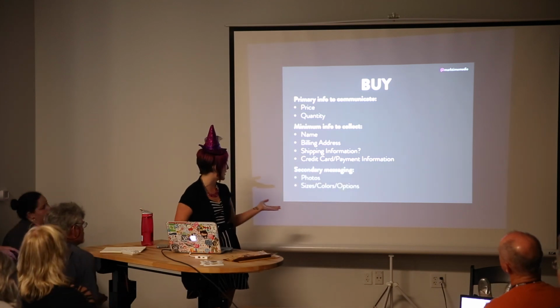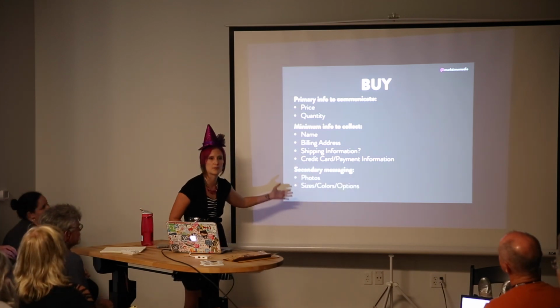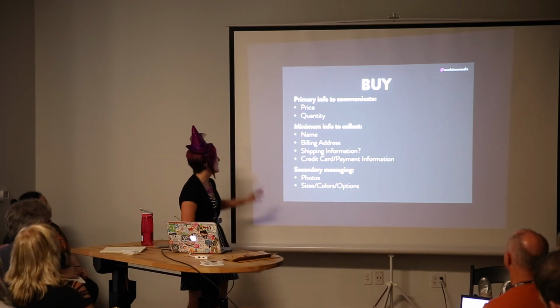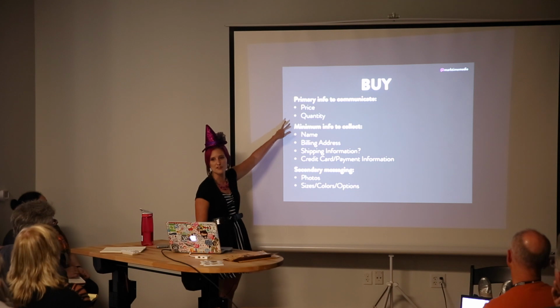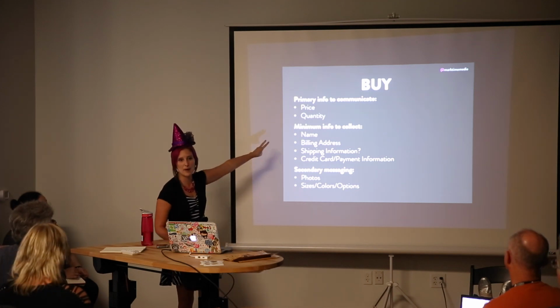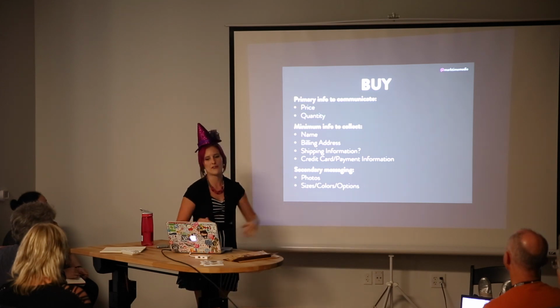Now, there's other messaging, right? There's usually photos of a product. If there are sizes, colors, options. But these two things right here are the most important thing that they need to know. They want to know, how much is this thing? How many am I buying? Do they correlate to each other in some way?